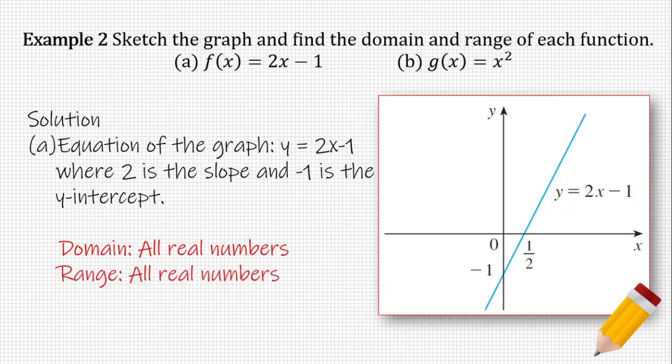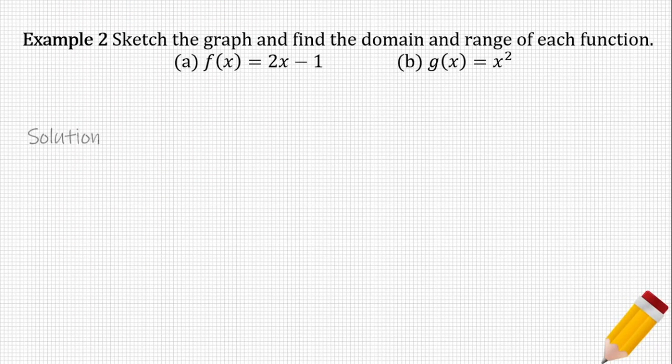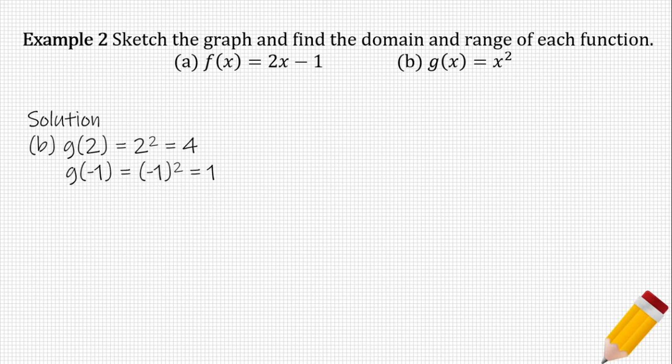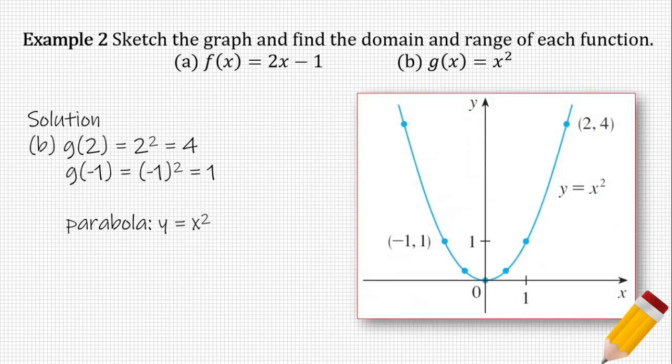For B, since g of 2 is equal to 2 squared, which is equal to 4, and g of negative 1 is equal to negative 1 squared, which is equal to 1, we could plot the points (2, 4) and (-1, 1), together with a few other points on the graph, and join them to produce the graph. The equation of the graph is y equal to x squared, which represents a parabola. The domain of g is all real numbers.